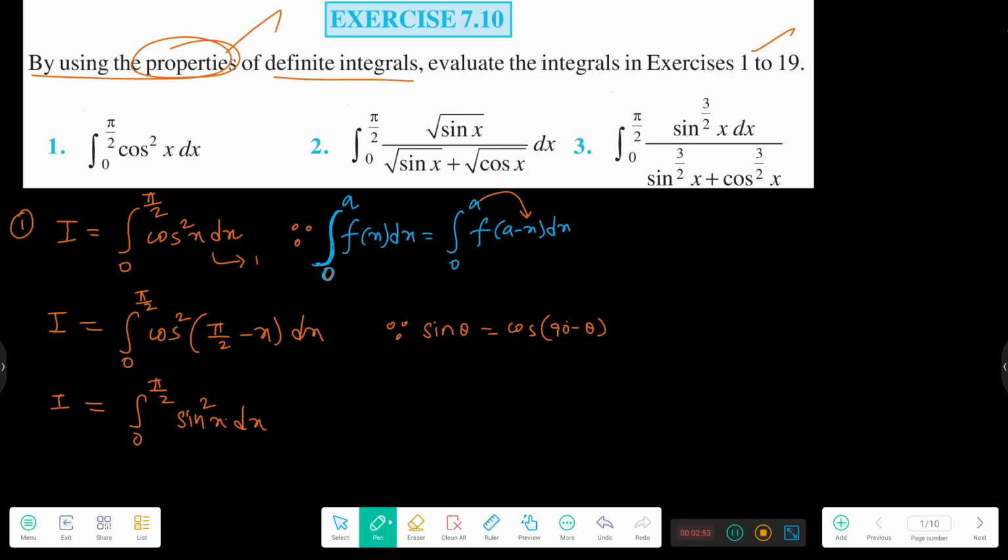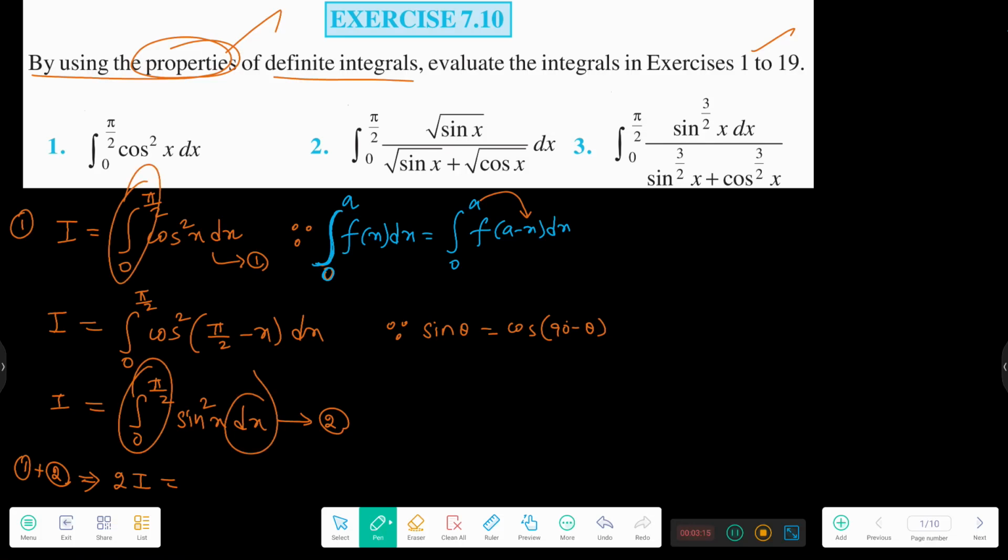So if I take this as equation 1, this I will take as 2. Children, listen, if I add both 1 and 2, what am I getting? On the left hand side, I plus I is 2I. On the right hand side, integral from 0 to pi by 2. These things you can take commonly outside, even dx I am taking outside.